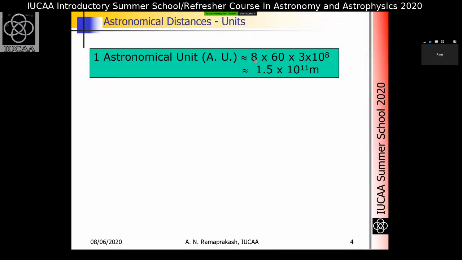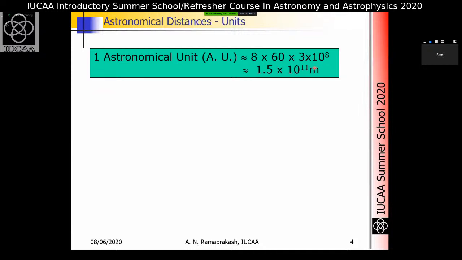So we all know that light takes about 8 minutes to travel from Sun to Earth, so 8 minutes times 60 is the number of seconds it takes. And we know the speed of light, which is 3 × 10⁸ meters per second. So the total distance, which corresponds to one astronomical unit, is roughly 1.5 × 10¹¹ meters. So you can see that it's a very, very large distance, which is the mean radius of the orbit of Earth around the Sun.